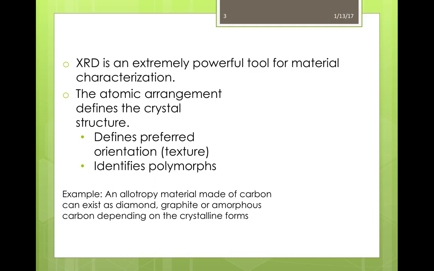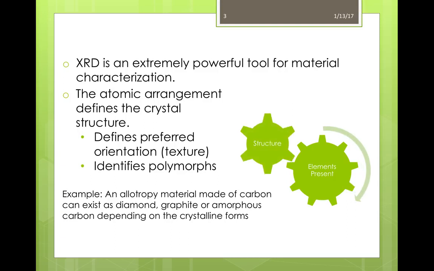X-ray diffraction is extensively used in material characterization. In material characterization, it's necessary to identify both the elements present as well as the structure in order to fully define the material. Unlike other characterization methods, XRD can provide information on the elements as well as their structure, which is defined by the atomic arrangement.